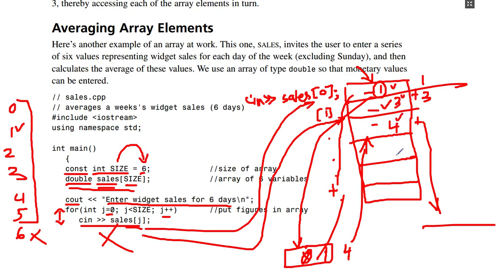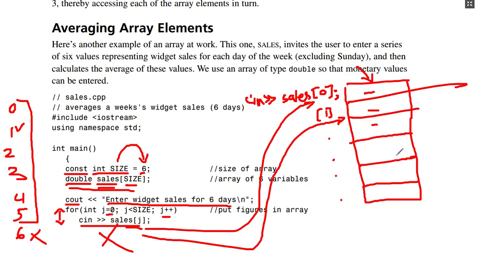So let me just repeat this to make it a bit clearer. Say we want to add: there is 1, there is 3, there is 4, there is say 5, there is 2, and say there is the number 6 saved in these locations.